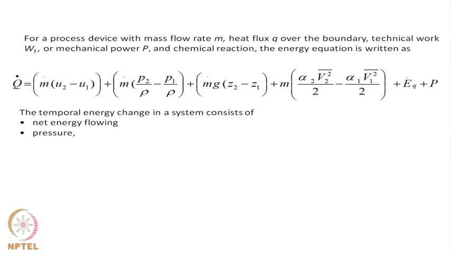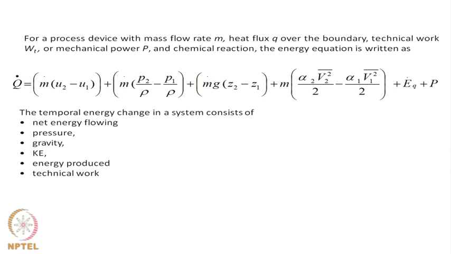The fourth term on the right hand side refers to the change in kinetic energy of the flow. Alpha 1 and alpha 2 are the correction factors. These are essentially the kinetic energy terms multiplied by the mass flow rate, and it tells us the change in kinetic energy between location 1 and location 2. The next term, E dot Q, is the energy produced or consumed. The energy produced can be a result of a chemical reaction, so it could be an exothermic or an endothermic reaction, and E dot Q simply takes into account the amount of energy produced or absorbed in such a system.